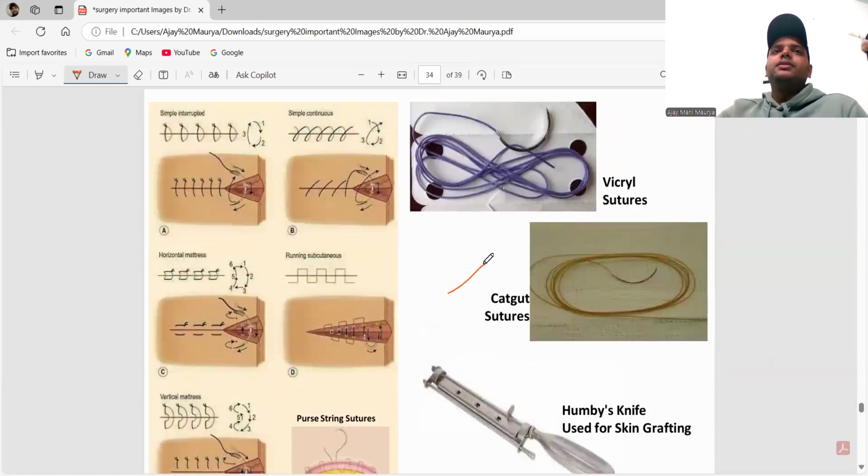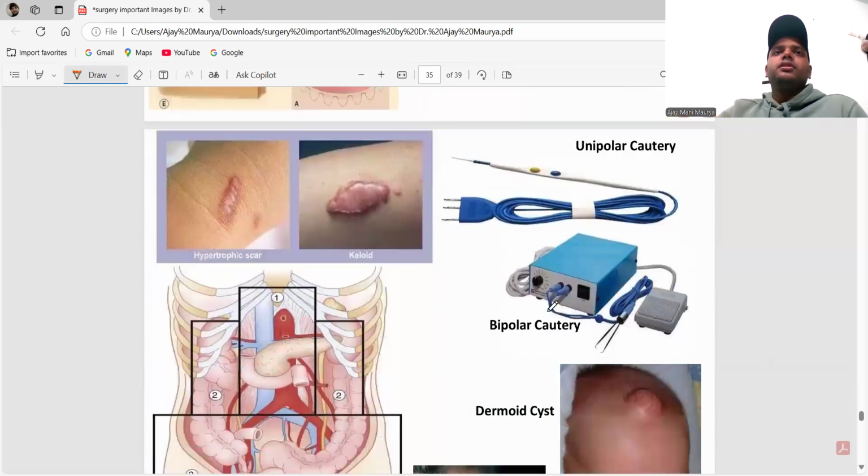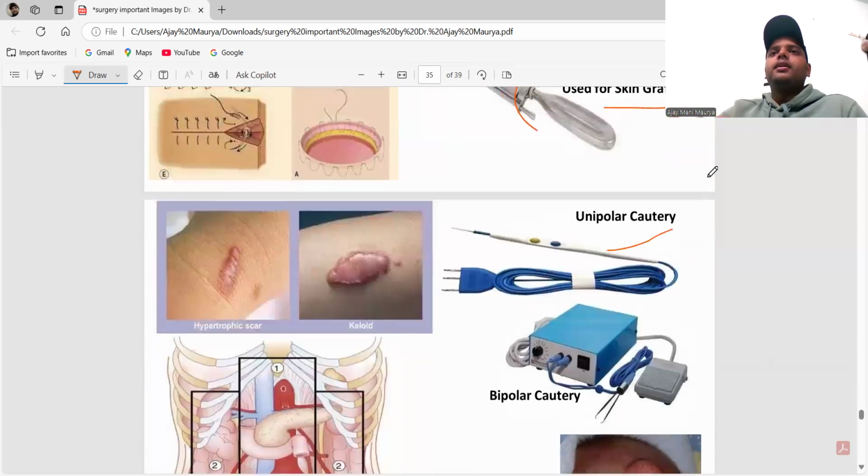This is catgut suture. I think everyone knows about this one. Catgut is the absorbable suture. This is the combination used for skin grafting. This is the unipolar cautery. This is the bipolar, guys. See, bipolar. This is the unipolar cautery.